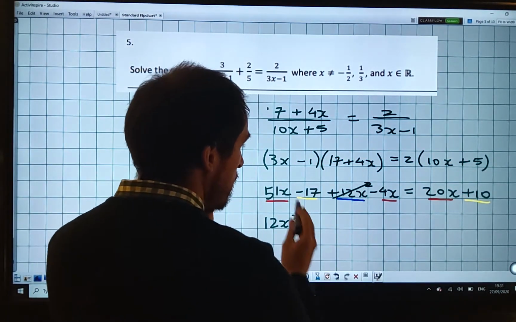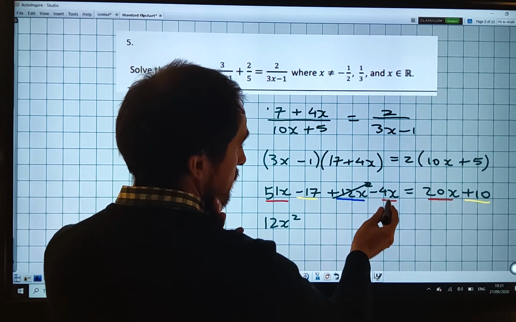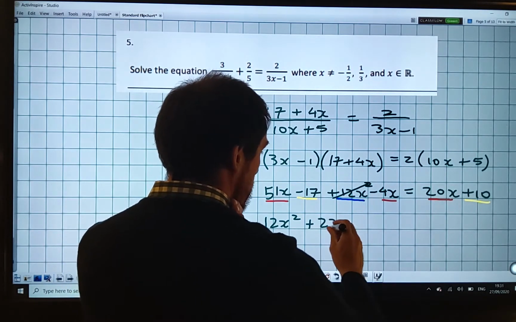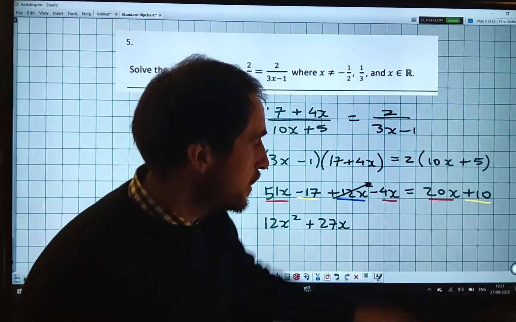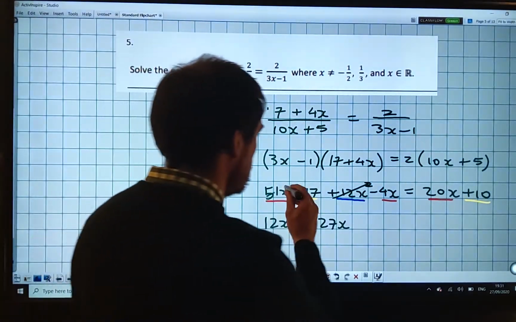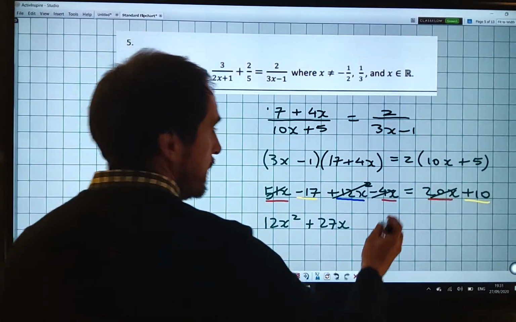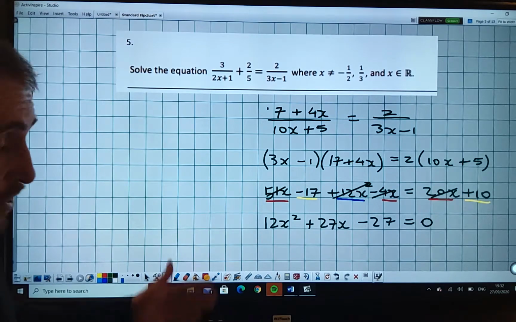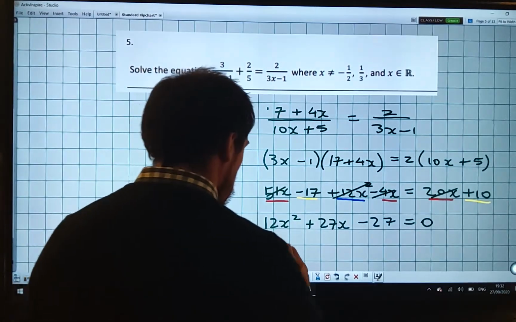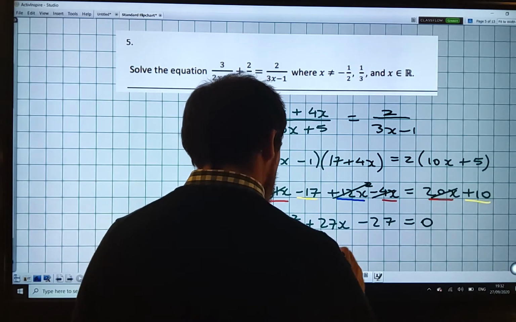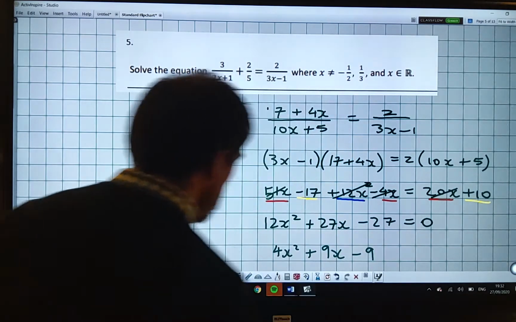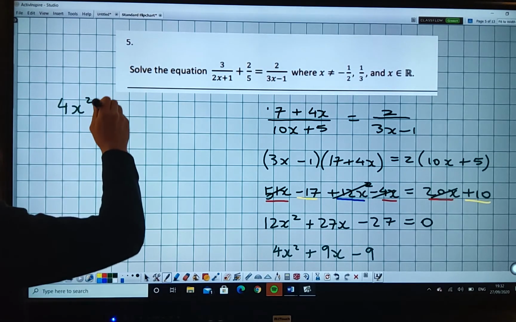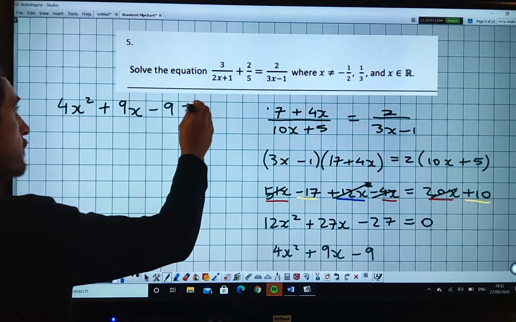That's done. 51x minus 4x is 47x. And then if I take that, minus 20x is going to be plus 27x. So if you think 51x minus 4 minus 20 is 27x. That's that done. And then you've got minus 17 minus 10, so it's minus 27. That's equal to 0. And conveniently, as always with these, 3 divides into each of them, giving me 4x squared plus 9x minus 9. Now, so then I'm going to write that up here and solve it. And that's my last stage. Plus 9x minus 9 equals 0.